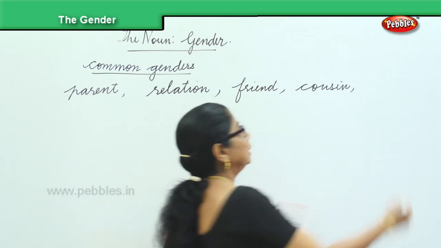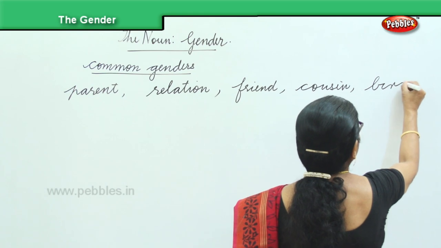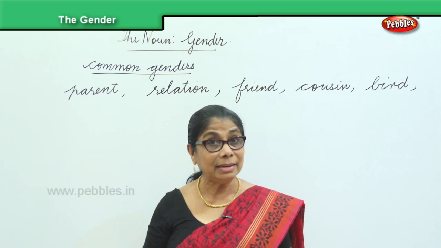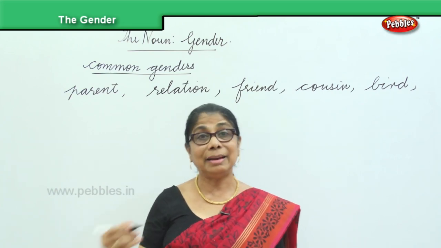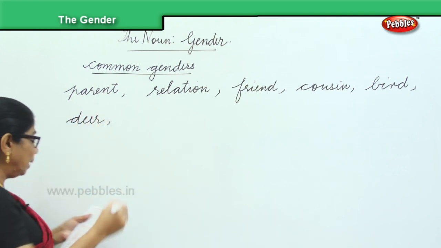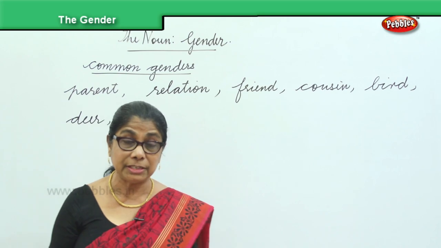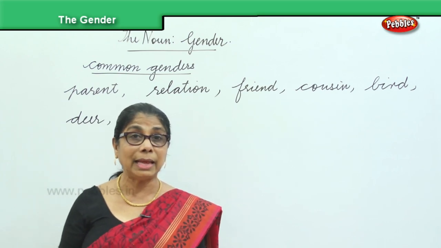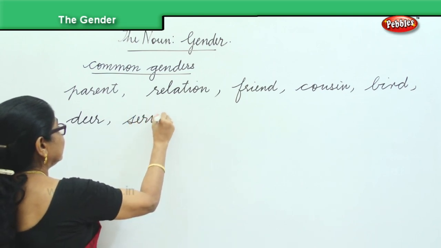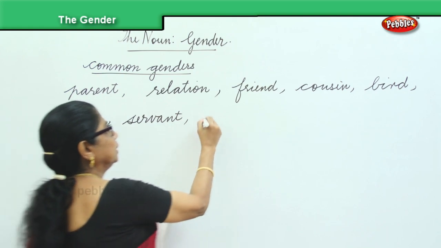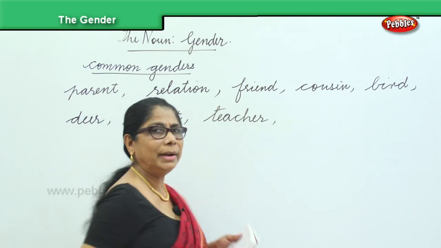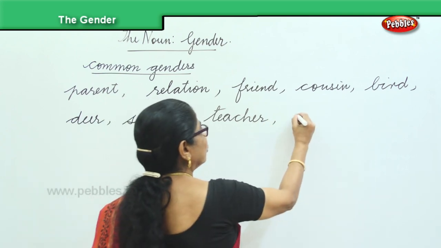Bird. Again, bird can be a female bird or a male bird. Deer. Deer is common for both. You can say it's a he or she, deer. So it's a common gender used for that. Servant. My servant has come to clean the house. It can be a man servant or a maid servant. Teacher. Teacher can be a man or a woman. Nurse can be a man or a woman.